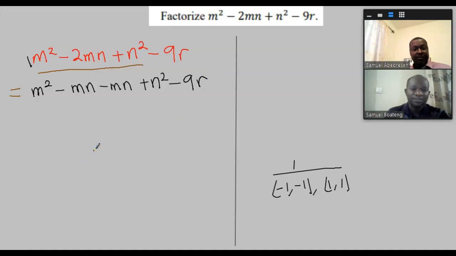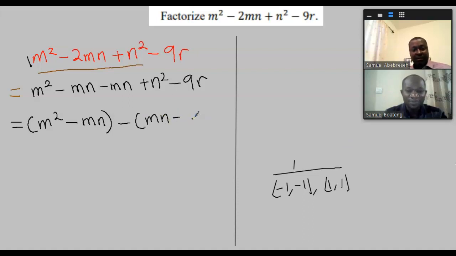Equal to, so bracket open, m squared minus mn, bracket close, minus, bracket open, mn, so that place will be minus n squared, so that when you multiply through, you still get your plus. So you close the bracket, minus 9r. The 9r, let's keep it like that. We make use of it.